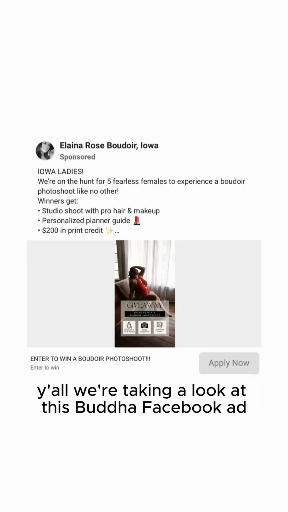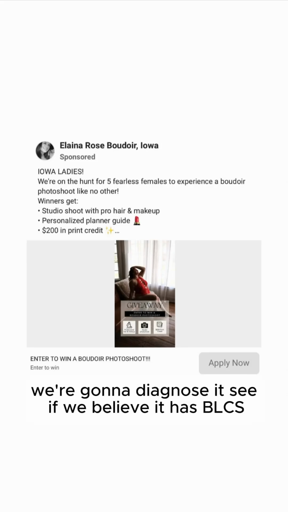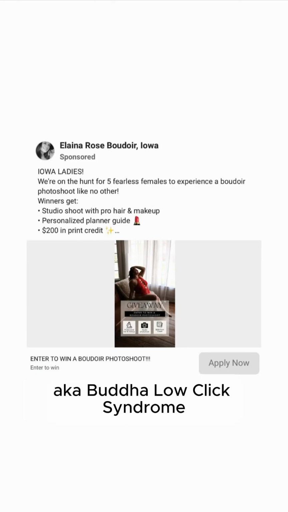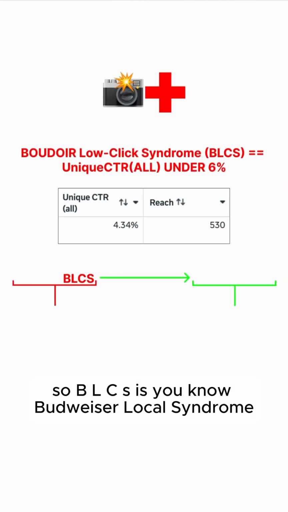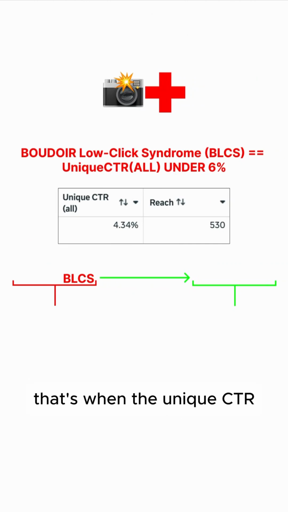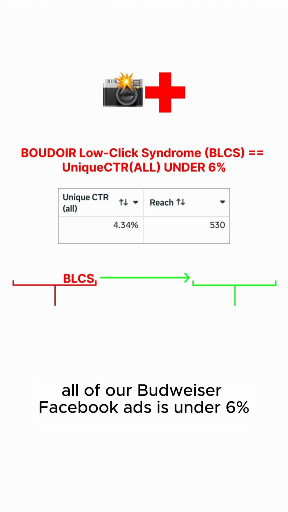All right, y'all, we're taking a look at this Boudoir Facebook ad. We're going to diagnose it, see if we believe it has BLCS, aka Boudoir low click syndrome. So BLCS is Boudoir low click syndrome. That's when the unique CTR on all of our Boudoir Facebook ads is under 6%.